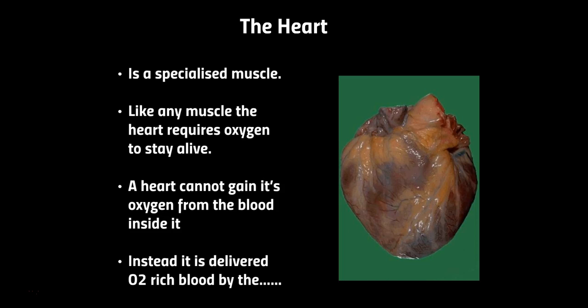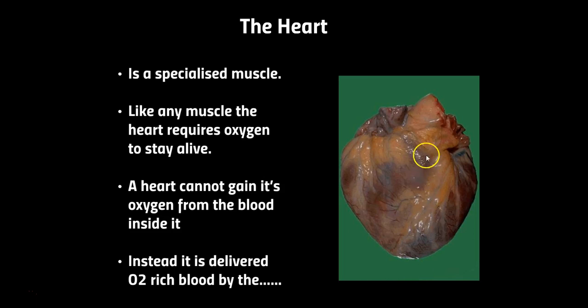Like any other muscle, we know it needs a constant supply of oxygen and nutrients to stay alive. So it's probably one of the shortfalls of the heart by design that it can't extract oxygen from the blood that flows through it, because we know that blood is flowing through this heart in an effort to get pumped to the rest of the body, but we can't derive any oxygen from that blood.